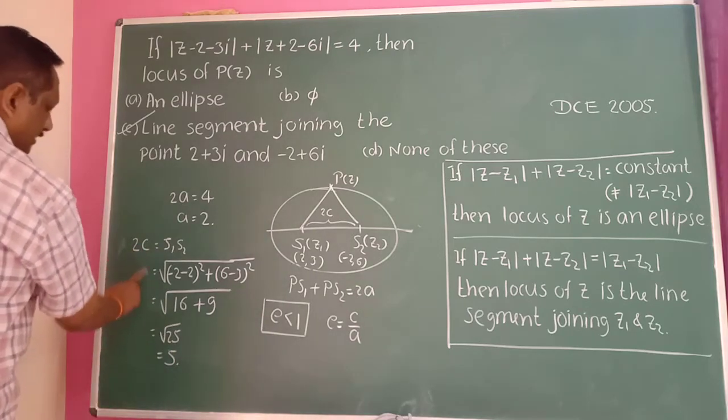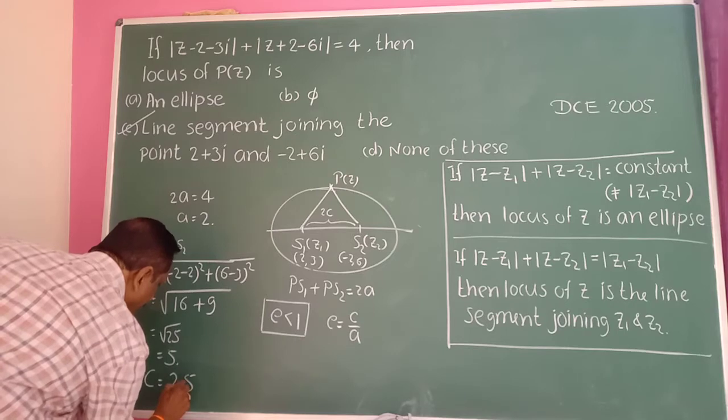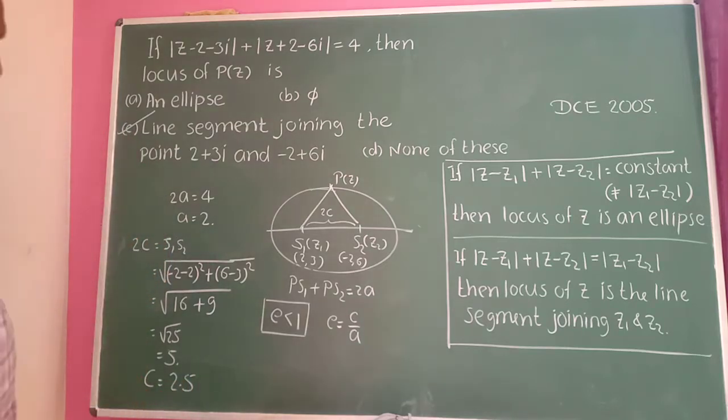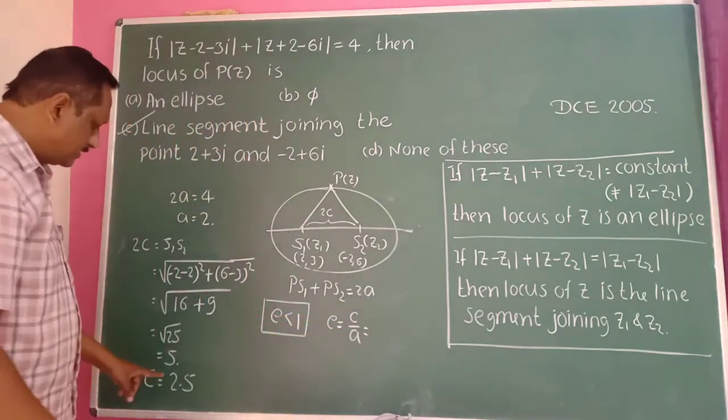Therefore 2C is equal to 5, hence C is equal to 2.5. Therefore, you know the eccentricity is C upon A. Therefore the C value is 2.5.